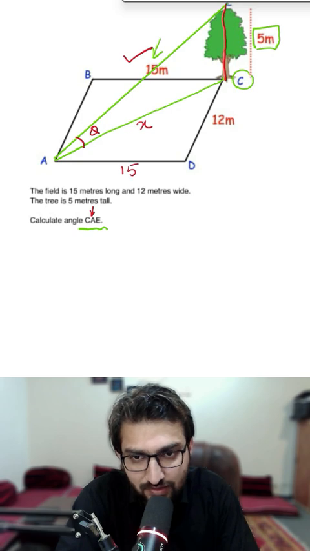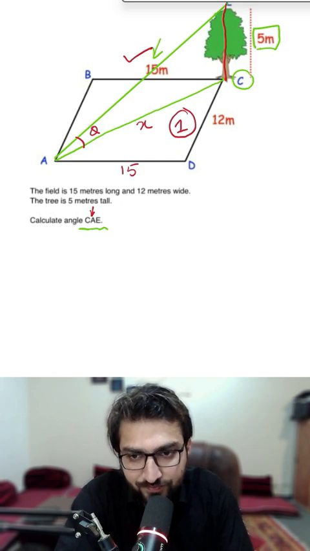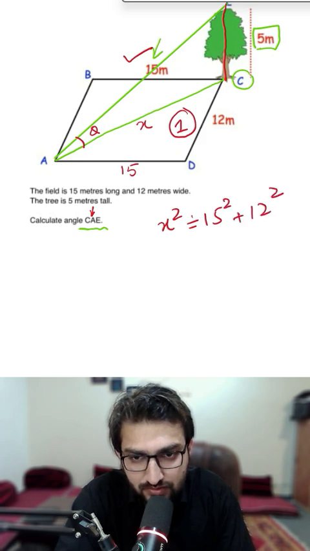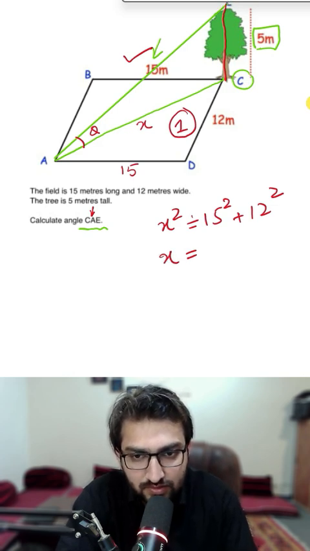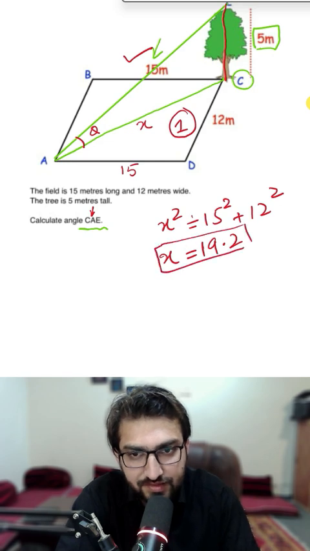So let's apply Pythagoras theorem on triangle 1. This is triangle 1. Let's apply Pythagoras theorem. So x squared equals 15 squared plus 12 squared. So let's solve it further. When we solve it, we will get x equals 19.2. So this side is 19.2.